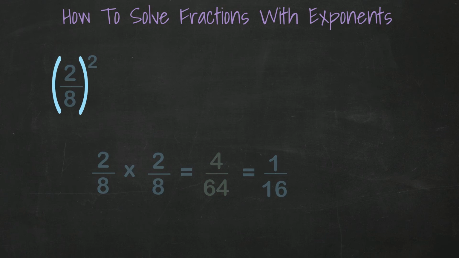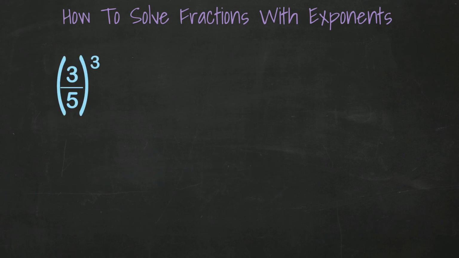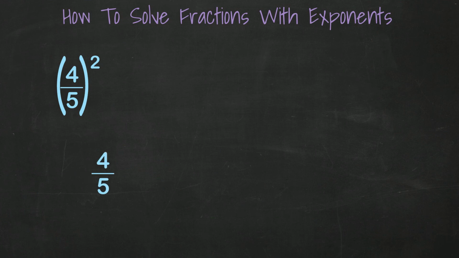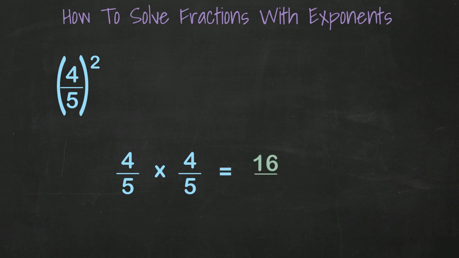Example 3, 3/5 cubed. This is the same thing as 3/5 times 3/5 times 3/5. We know 3 cubed is the same as 27. We also know that 5 cubed is 125. So our result is 27 over 125. All right, last example, 4/5 squared. Same thing as 4/5 times 4/5. We multiply our numerators together and we get 16. Denominators together and we get 25. Our answer is 16 over 25.